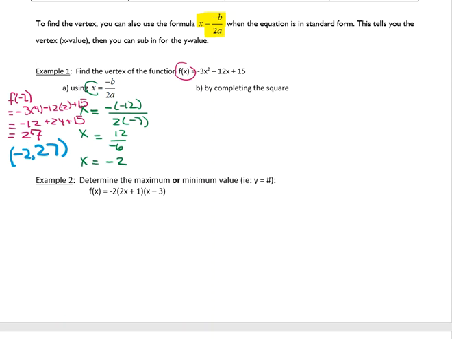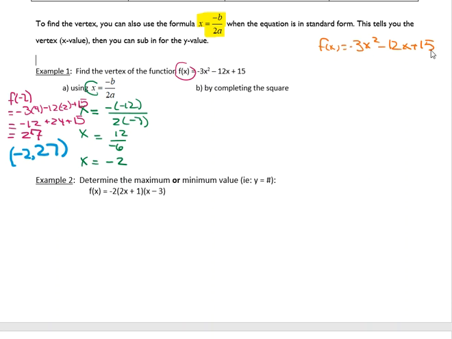Now let's try the same question, but we're going to complete the square instead. By completing the square, so this is a little harder for some of us. I'm going to move it up here. So my equation is f of x equals negative 3x squared minus 12x plus 15.